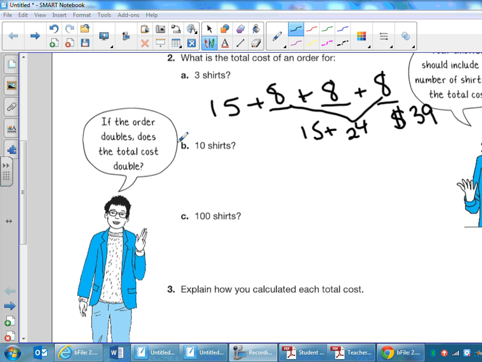Press pause and then press play. Try B, C, and number 3. Number 3 says explain how you calculated each total cost. Go.